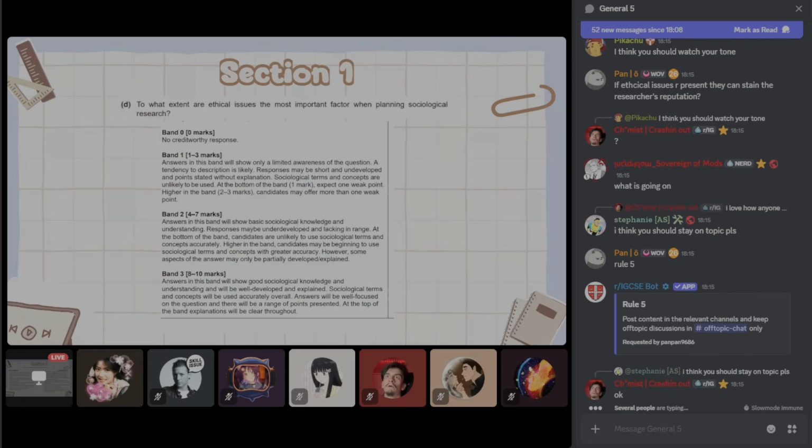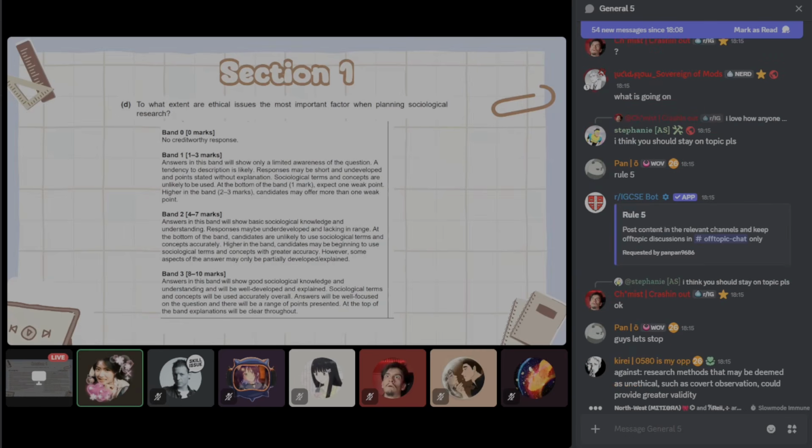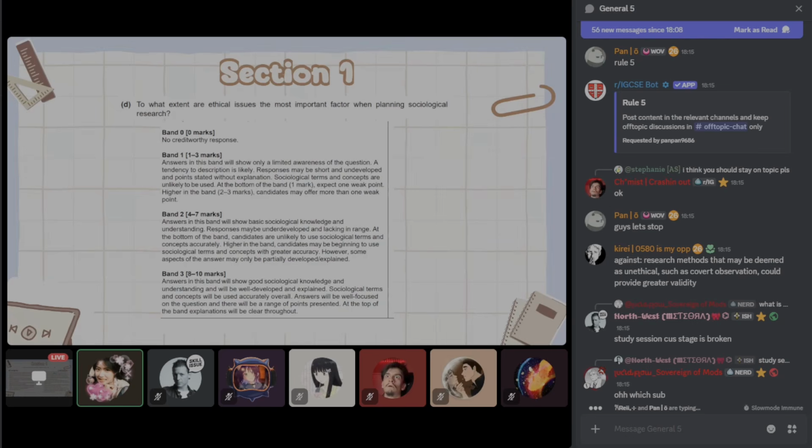If ethical issues are present, they can stain the researcher's reputation. Against, research methods that may be deemed as unethical, such as covert observation, could provide greater validity. Okay.